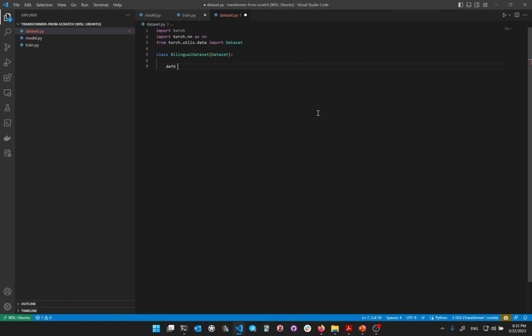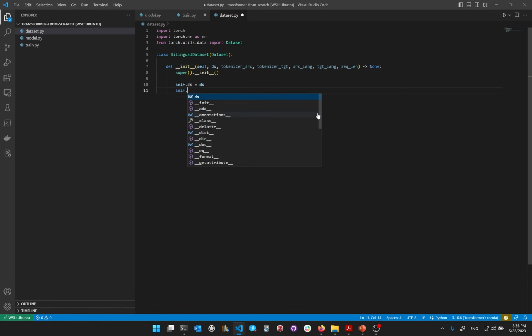Okay, as usual, we define the constructor. And in this constructor, we need to give it the dataset downloaded from Hugging Face, the tokenizer of the source language, the tokenizer of the target language, the name of the source language, the name of the target language, and the sequence length that we will use. Okay, we save all these values.